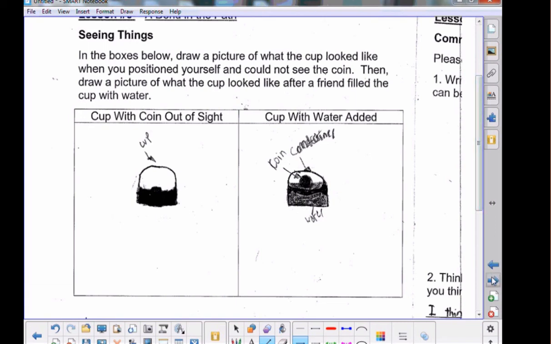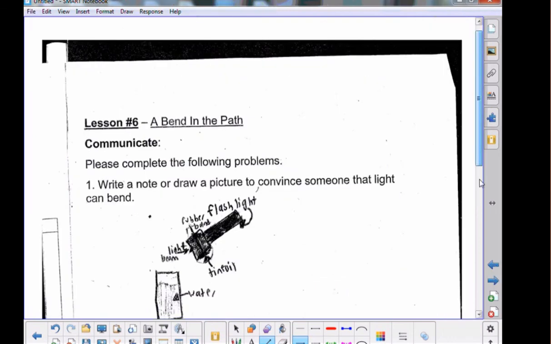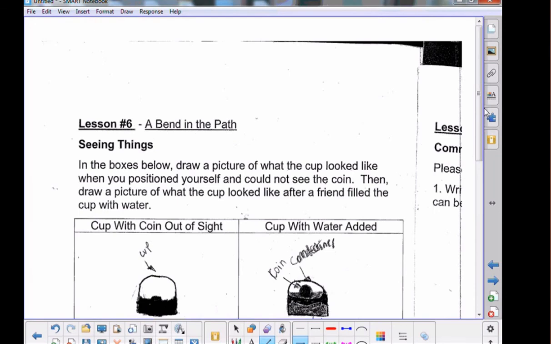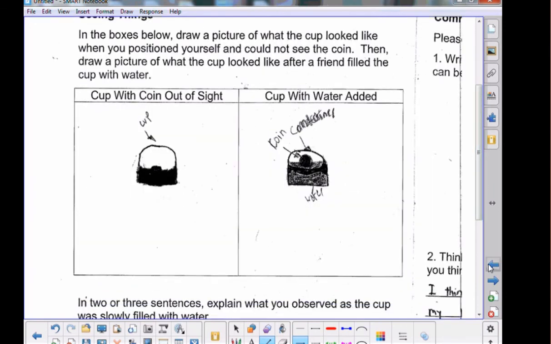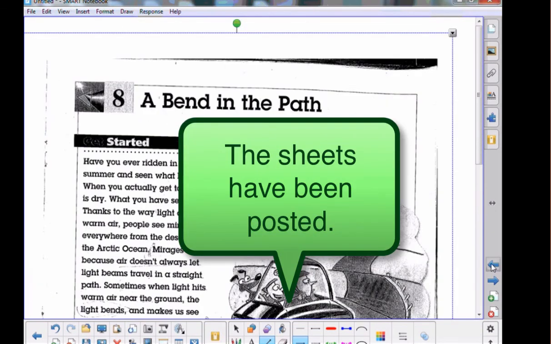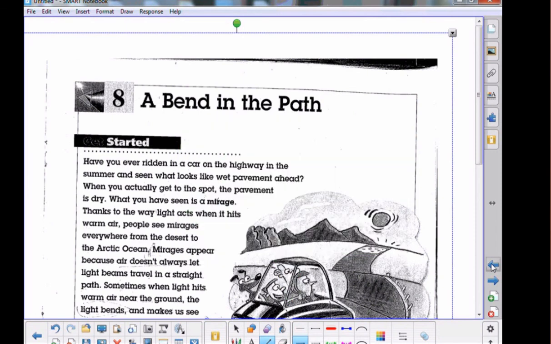Those are the lessons that you are responsible for knowing for this assessment on Friday. Okay, there's not a lot of information. You should have these sheets here. I will also post all of the sheets on Blackboard that you're responsible for having completed in your book. I will also be checking your books to make sure that you're up to date. If you have any questions, don't hesitate to email.